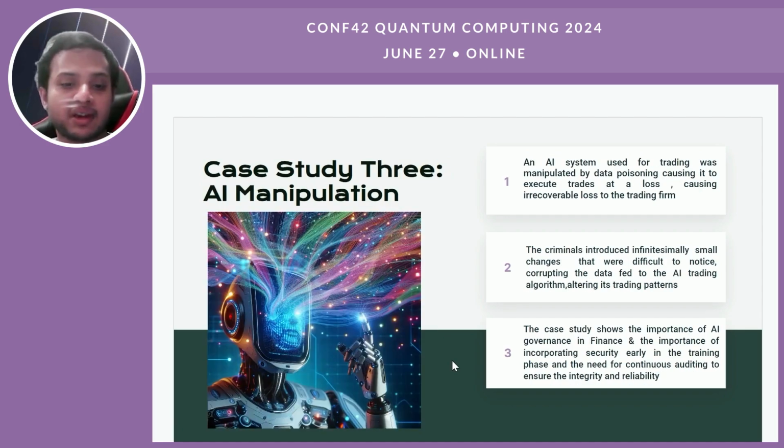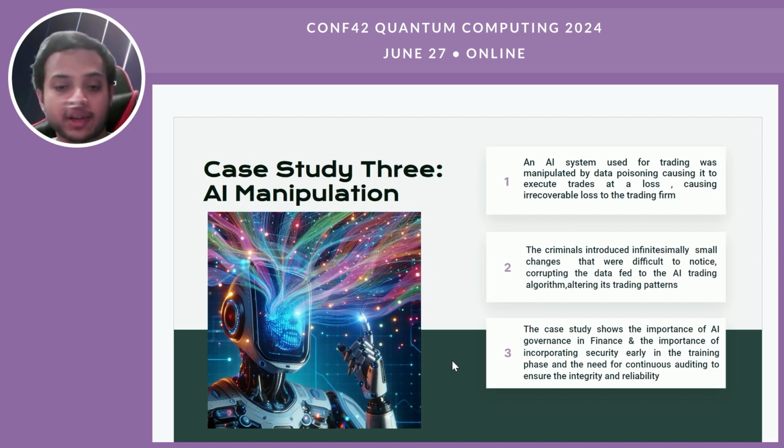So the last case study here is AI manipulation. In this case, an AI system used for trading was manipulated by poisoning the data which it used for training. This caused the AI algorithm to make unpopular trades where the cyber criminals made a hefty profit, and the organization that was using the trading algorithm faced an irrecoverable loss.